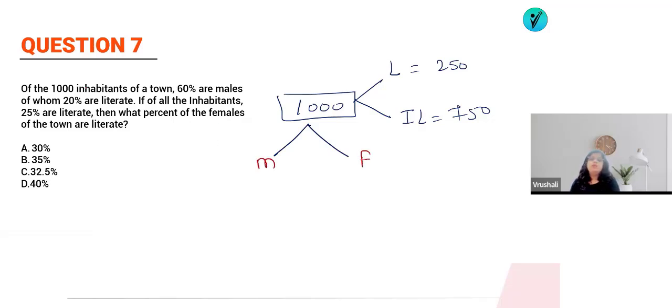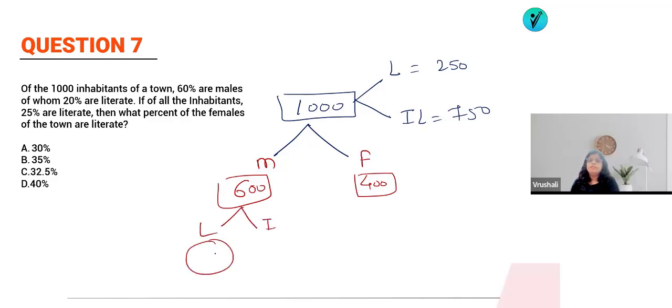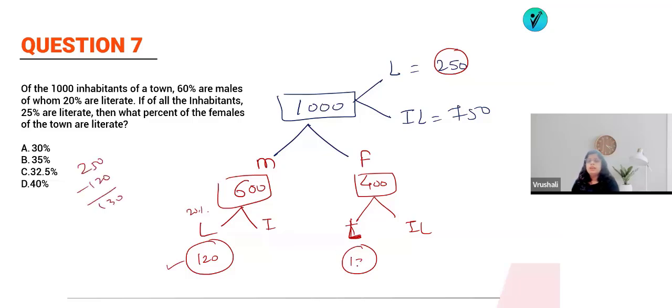You can see here, out of this 1,000, 60% are male. That means 600 are male. If 600 are male, then 400 will be females. And out of this male, 20% are literate. So what will be the literate? 20% of 600 will be equal to 120. So now tell me, in the female again literate and illiterate will be there, right? So if total literate are 250, out of which male are 120, what will be the female? Female will be 250 minus 120. That means 130.